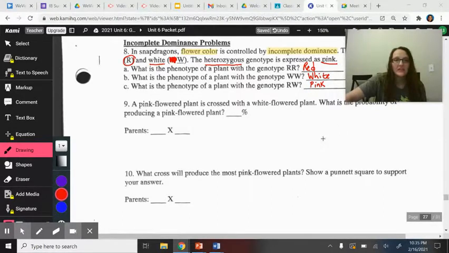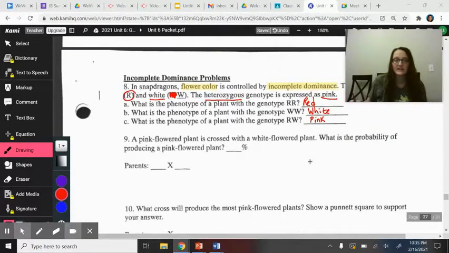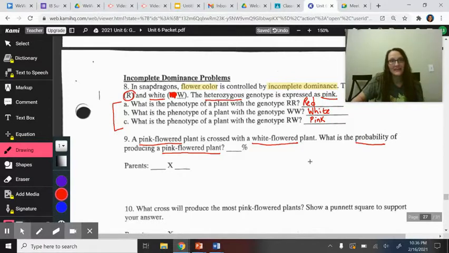It says a pink flowered plant is crossed with a white flowered plant. So let's go up in here. A pink flowered plant is crossed with a white flowered plant. What is the probability? So they want the probability of producing pink flowered plant babies. If you look up here and use A, B, and C as your guide, it'll make your life a lot easier and quicker when doing this. So a pink flowered plant, if we go back, what is the phenotype of a plant with RW? That's pink. So in this first one, we write an R and a W.